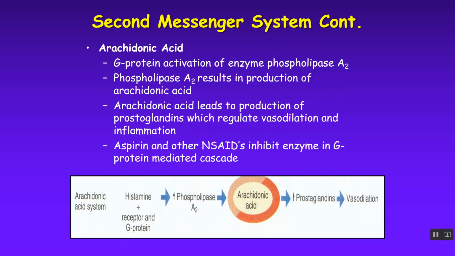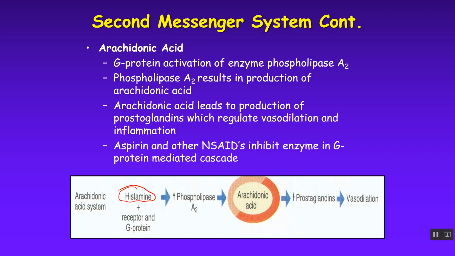Another common second messenger system that you'll hear about is the arachidonic acid second messenger system. In this case, this is when you have an inflammatory response. What happens is you might have some histamine release. So let's say you have a trauma. You get scratched or something in your tissue. There is histamine in some of your cells of your skin and your subcutaneous tissue.